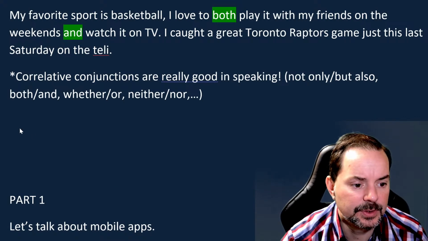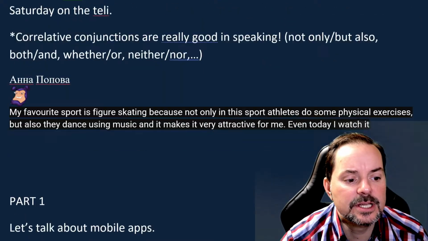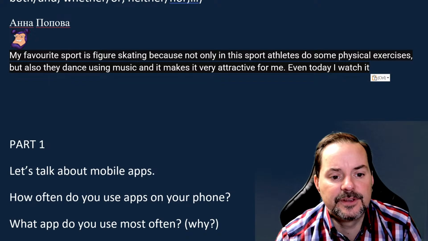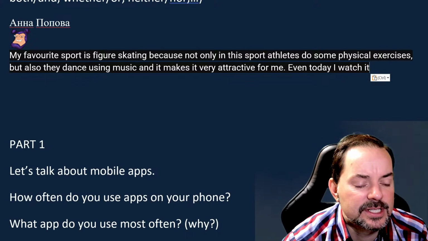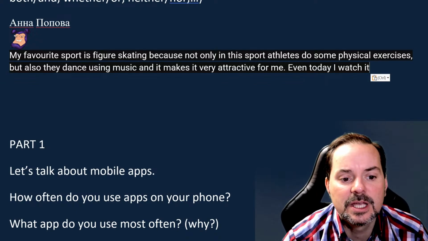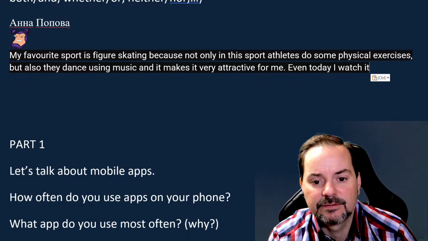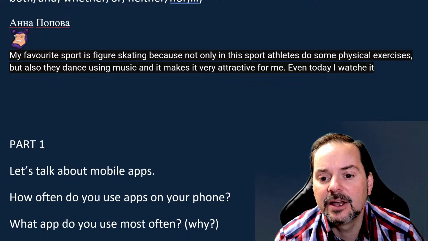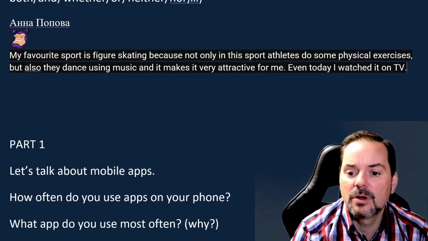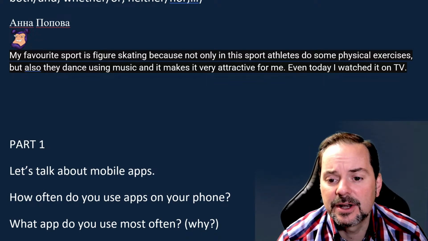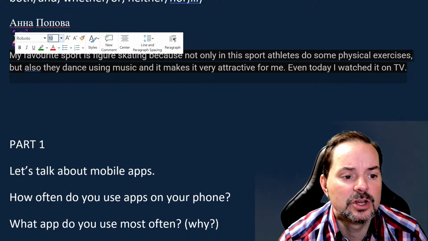Anna says, my favorite sport is figure skating because not only in this sport athletes do some physical exercise, but also they dance using music, and it makes it very attractive for me. Even today, I watched it on TV. Okay. A couple of mistakes there, Anna. Let's correct those. All right, again, grammar, everybody.